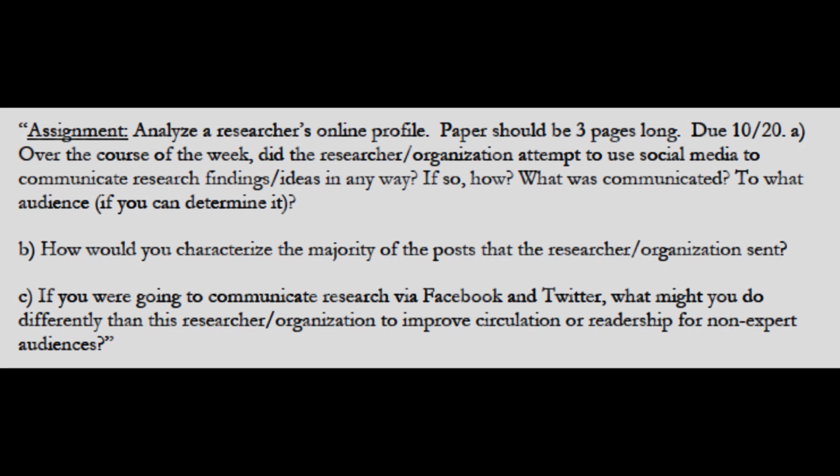Let's take a look at the example from before. The questions asked in this assignment directly connect to higher order thinking skills. What was communicated asks students to summarize findings. How would you characterize asks students to identify patterns in posts. And what would you do differently asks students to synthesize and evaluate what has been done in order to create something new.